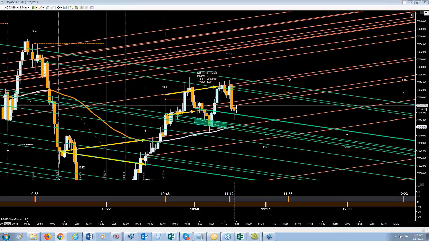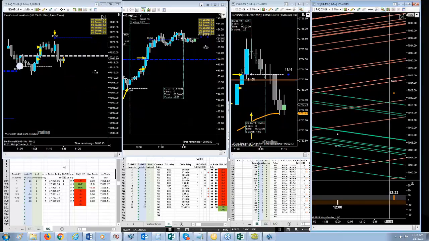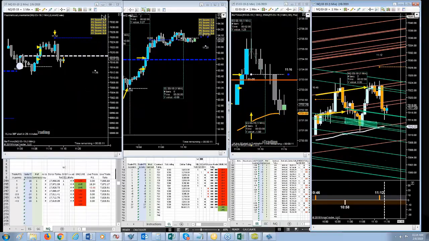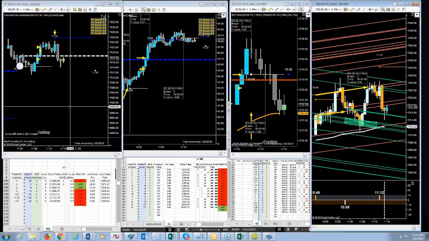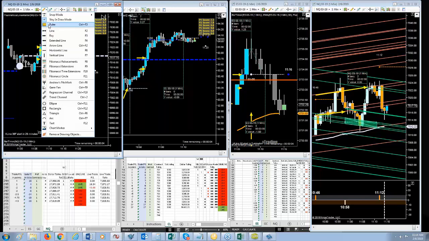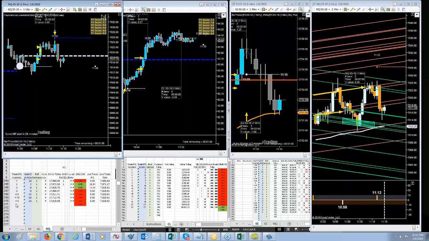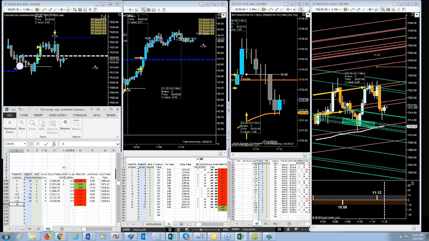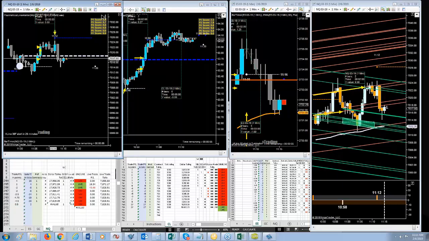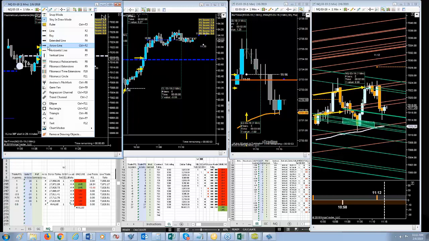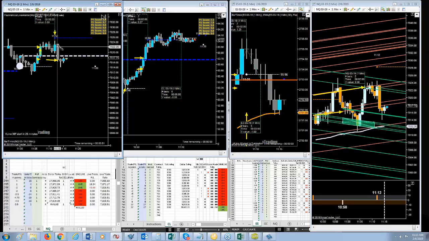Okay, target hit on that one. On the NQ, you had 2 ticks. And now you are short on the NQ below the white line. Stop above this candle until 1125.